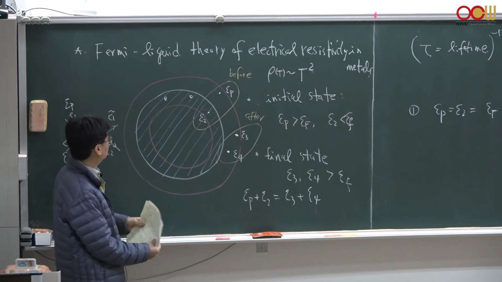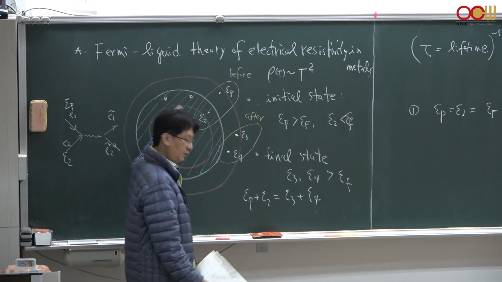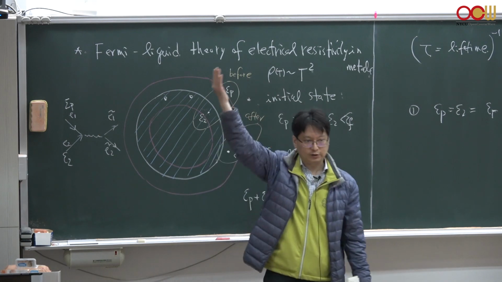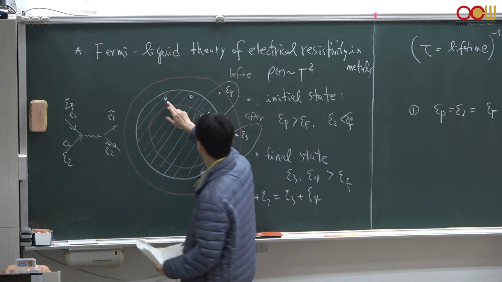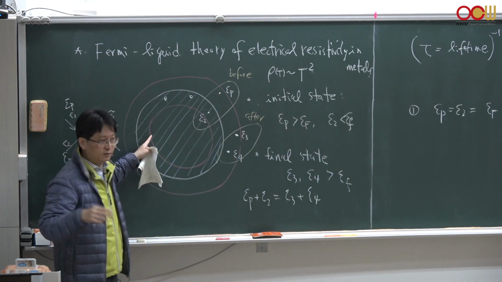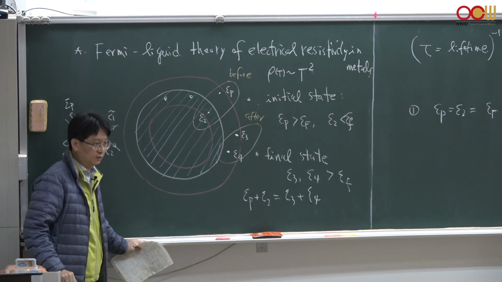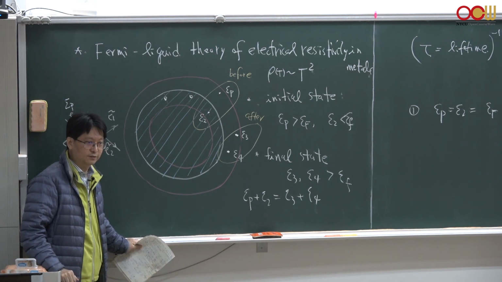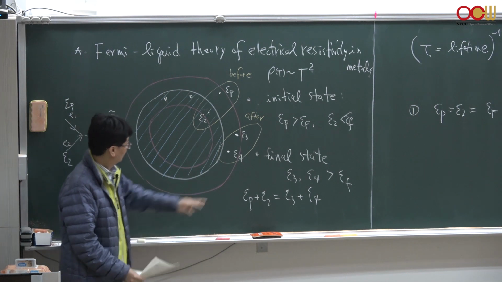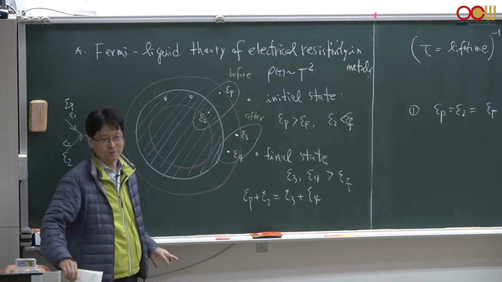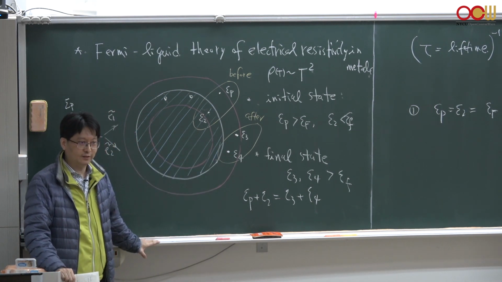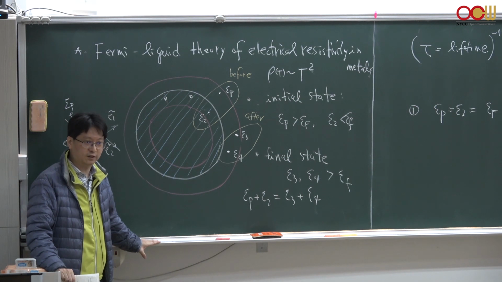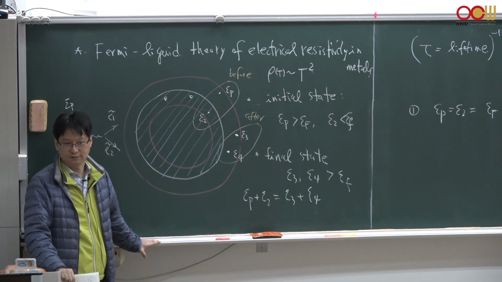Suppose there's just 1% of electrons below the Fermi level which can go out, leaving behind holes, and the rest, 99% of the states, are occupied. If they are occupied, it's forbidden by the Pauli principle for the scattered electron to go inside the Fermi level. Is that clear?